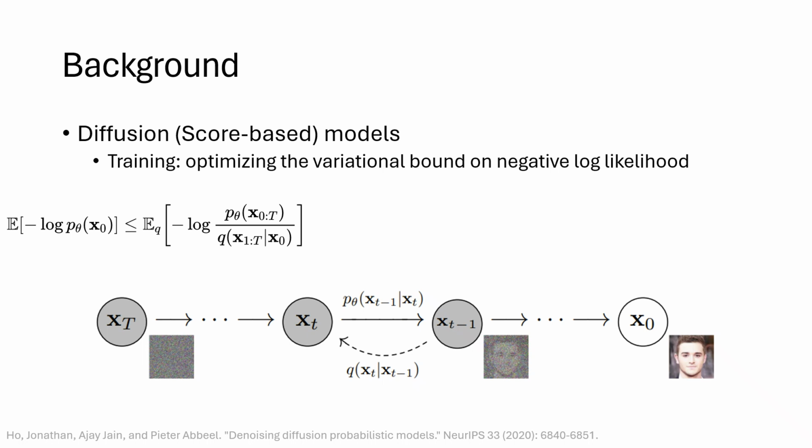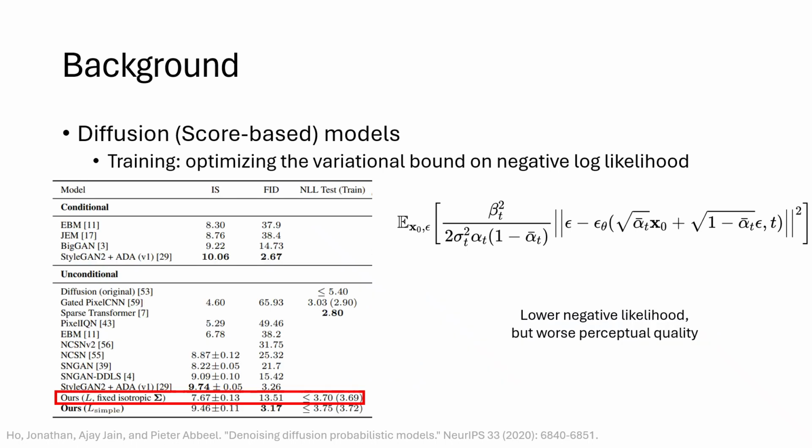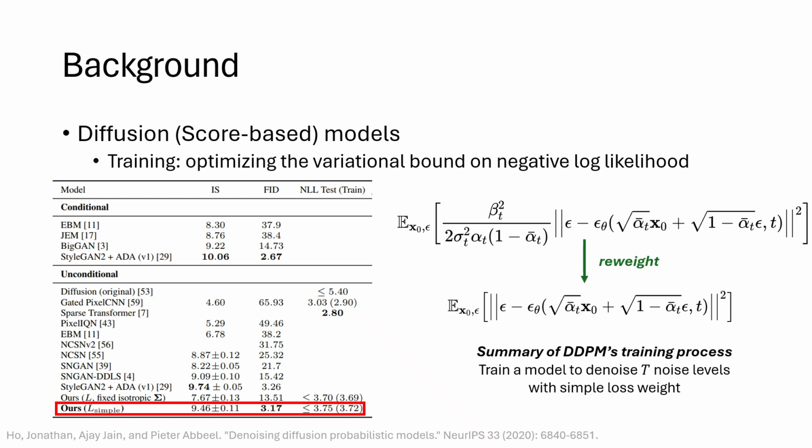The variational bound can be simplified as this. The loss weight seems a little bit complicated. Optimizing from the variational bound can help achieve lower negative likelihood, but the perceptual quality is worse, measured by FID score. In the DDPM paper, the authors reweight the loss function by simply omitting them. The loss becomes simpler and can help achieve better perceptual quality. We can summarize the DDPM training process as training a model to denoise T noise levels with simple loss weight.